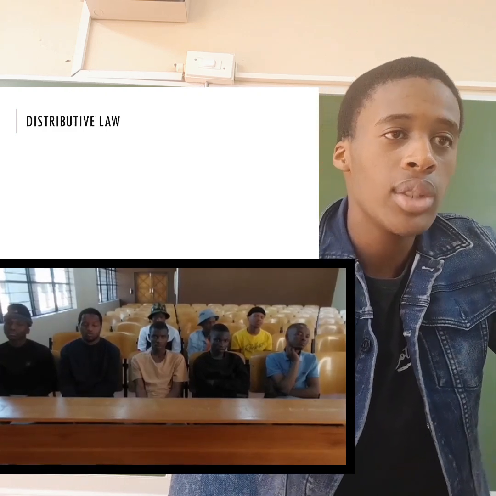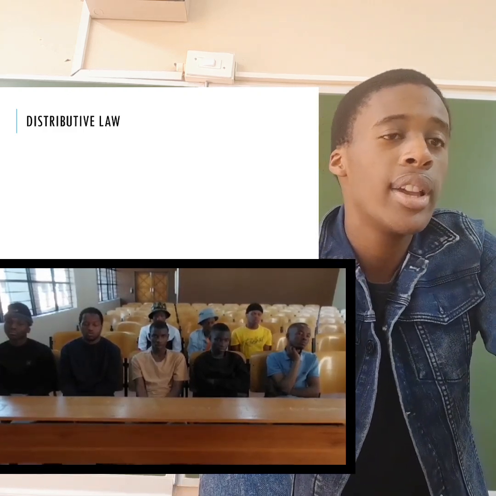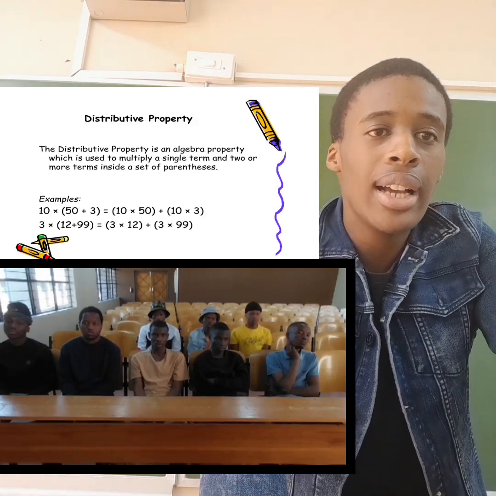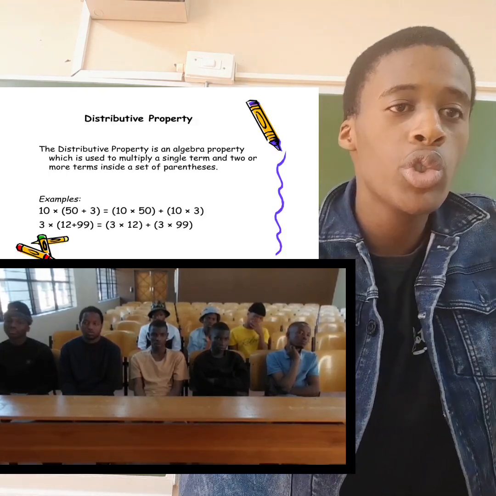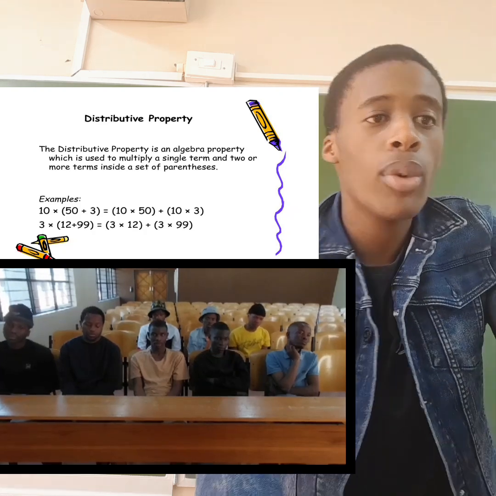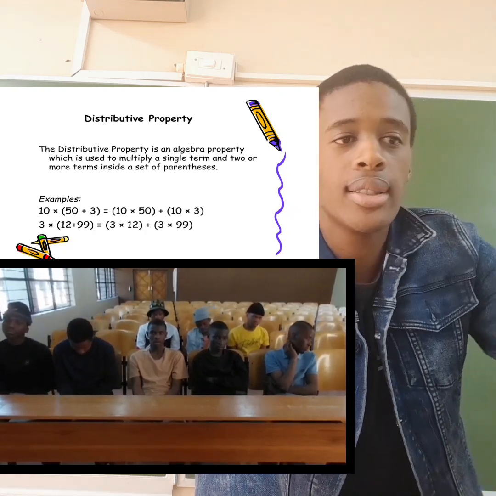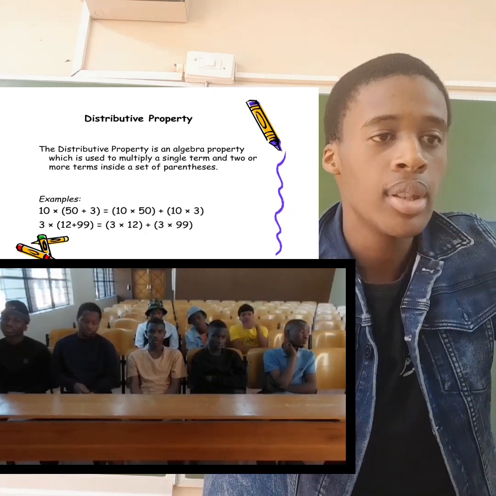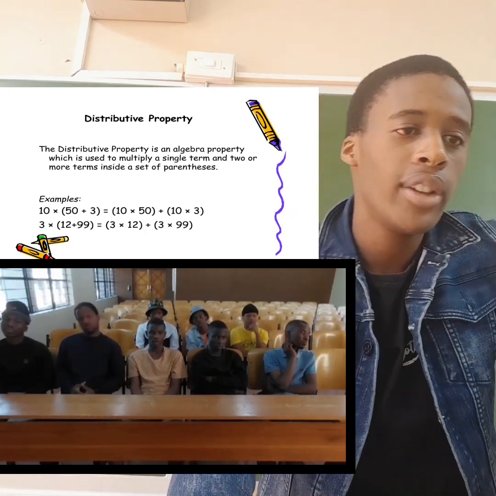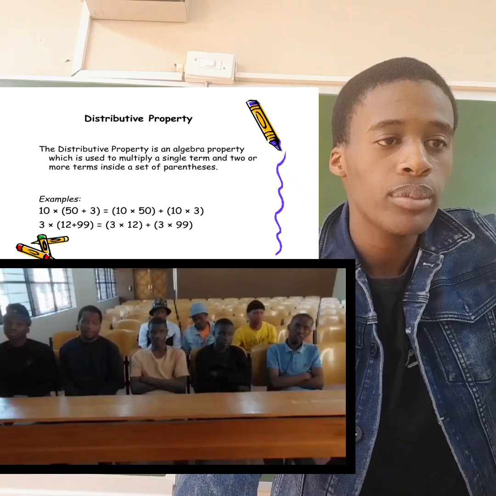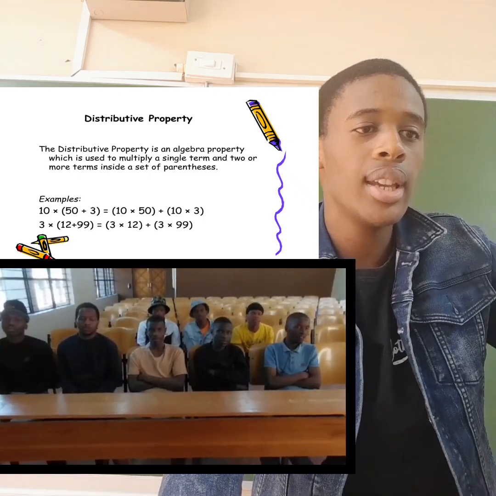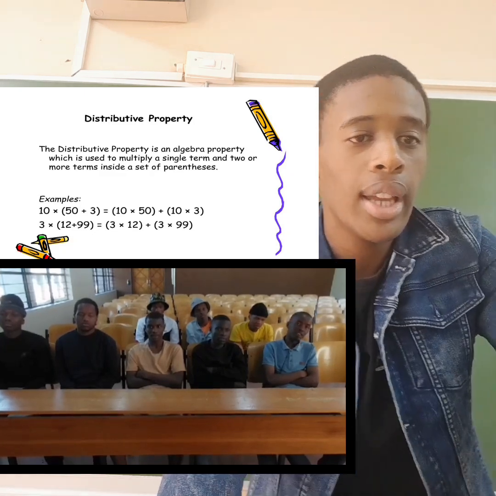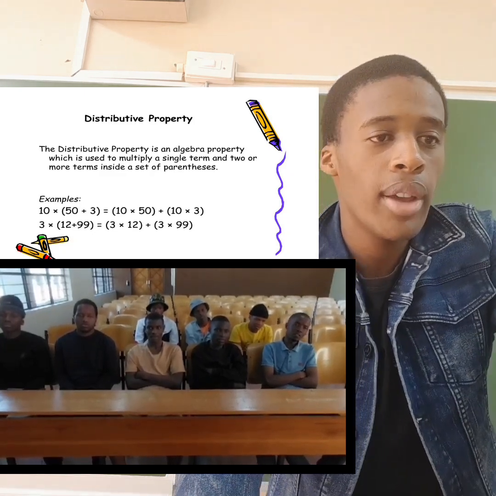There are many laws that we use in products. Firstly, the distributive law. The distributive property is an algebra property which is used to multiply a single term and two or more terms inside a set of parentheses. For example, we may have 10 times, in parentheses, 50 plus 3. So what we do here, you can take the 10 and use it to multiply whatever is in the parentheses. Remember, we have 50 plus 3.